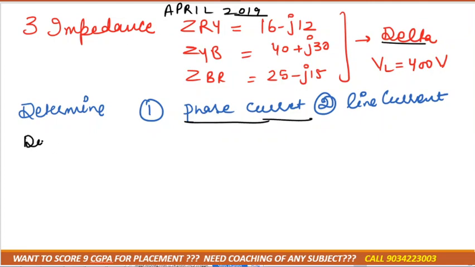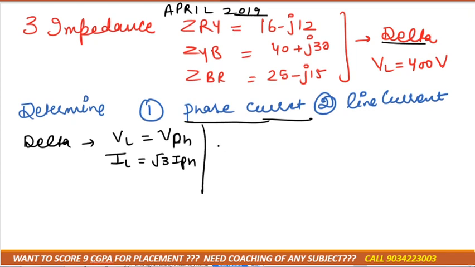First of all, in a delta connection the voltage is the same, that is VL is equal to VPH, but the current is different, that is IL is not equal to IPH. So now we need to calculate IPH. As you know, the formula is VPH equals IPH multiplied by Z, correct?